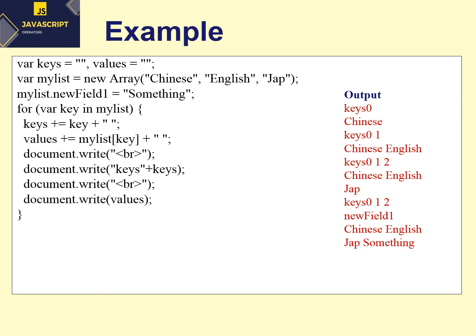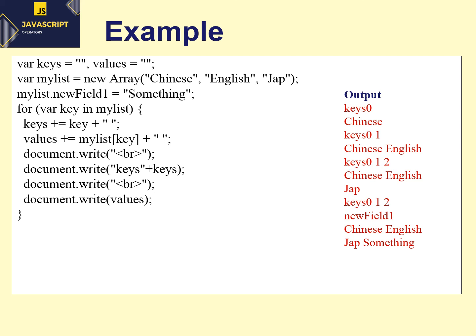Then after that, values plus equal to mylist of key. So here mylist of 1. Values is already holding Chinese, and then the new mylist value is appended. The value at the first index position is English. Then the statements for printing keys print keys 0, 1. Then after that, printing values gives Chinese, English. Likewise, the next iteration happens.